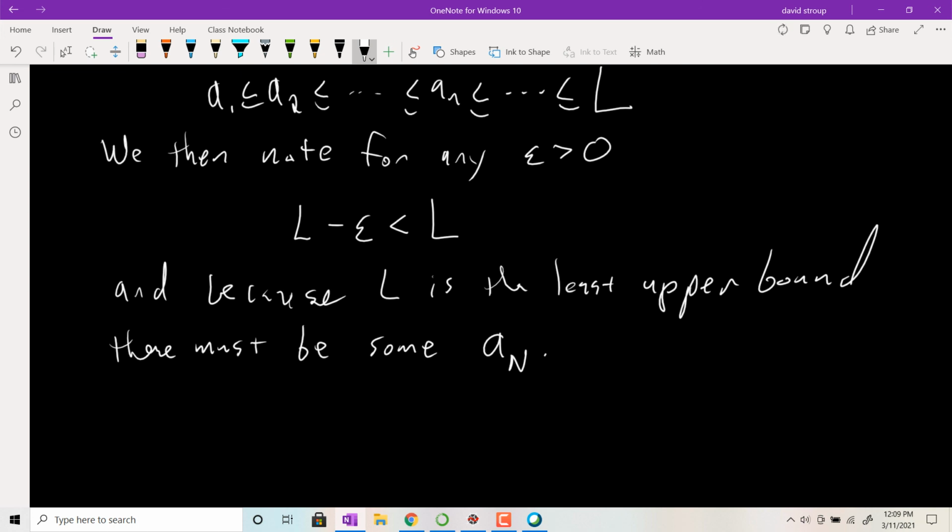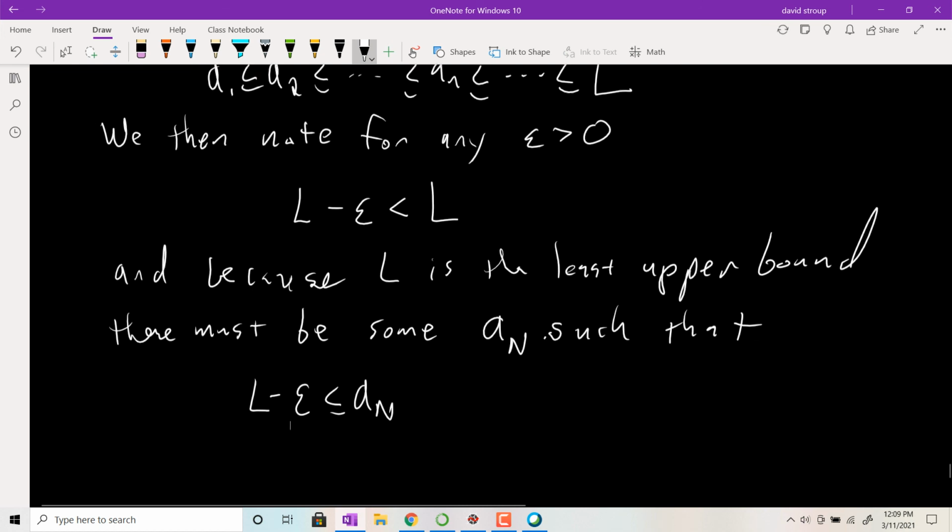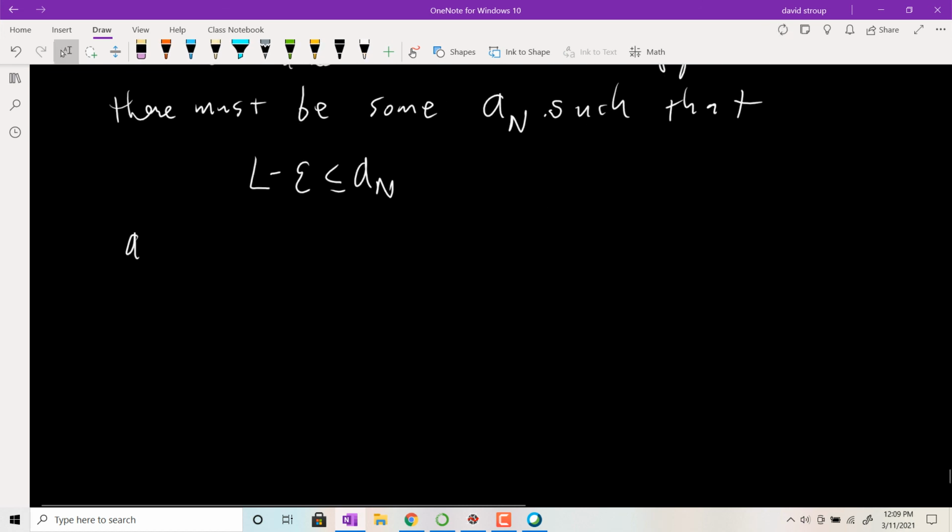Okay, so we know for any epsilon greater than 0, L minus epsilon is less than L, and because L is the least upper bound, there must be some a sub n such that a sub big N is greater than or equal to L minus epsilon. Because if not, then L minus epsilon would be the least upper bound. So it's this least upper bound theorem that is saying that this a sub n is greater than L minus epsilon.